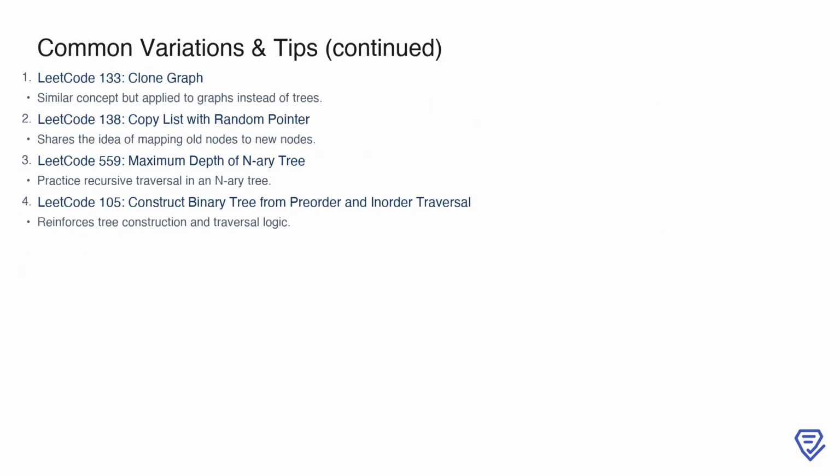To deepen your understanding, it's helpful to explore related problems. For example, LeetCode 133, Clone Graph, applies a similar concept to graphs and introduces the challenge of handling cycles. Another relevant problem is LeetCode 138, Copy List with Random Pointer, which also emphasizes mapping old nodes to new ones. For practice with recursive traversal, LeetCode 559, Maximum Depth of N-ary Tree, is a great exercise. Additionally, LeetCode 105, Construct Binary Tree from Preorder and Inorder Traversal, reinforces tree construction and traversal logic, which can complement your understanding of cloning tree structures.